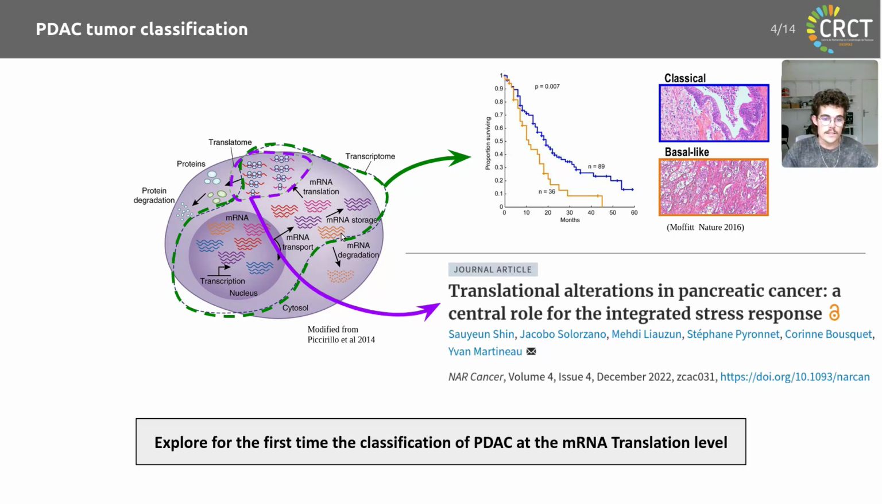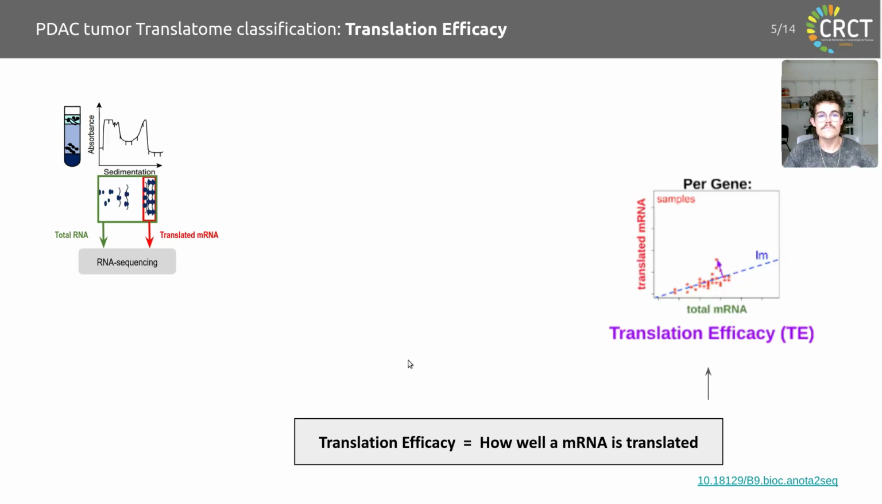On the other hand, the studies focusing on the study of protein synthesis, the process by which mRNA gets translated into proteins by the ribosome, revealed that PDAC has a very altered mRNA translation, as we reviewed in this recent article. And this motivated us to explore for the first time the classification of PDAC at the mRNA translation level.